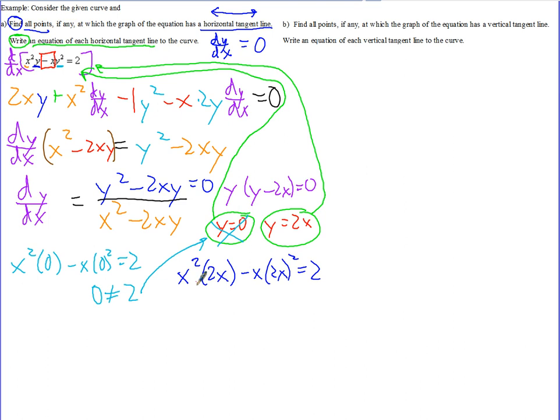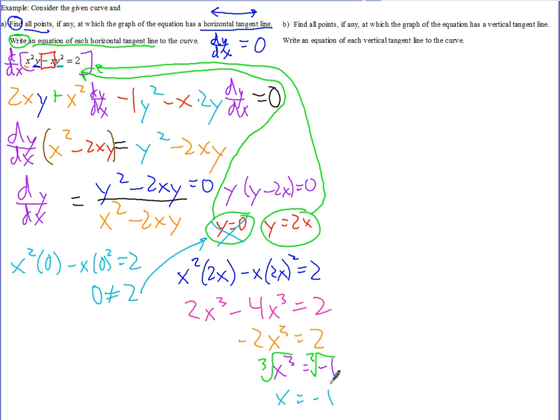All right, let's simplify that. 2x times x squared is 2x cubed. If you square the 2x, you get 4x squared times negative x is negative 4x cubed. You can combine your like terms and get negative 2x cubed equals 2. Divide by negative 2 gives you x cubed equals negative 1. And then take the cube root of both sides. And we get x equals negative 1. So this does have a solution when x is negative 1.